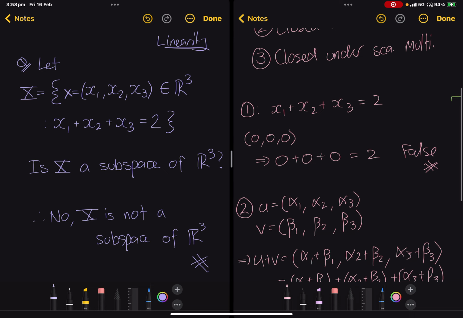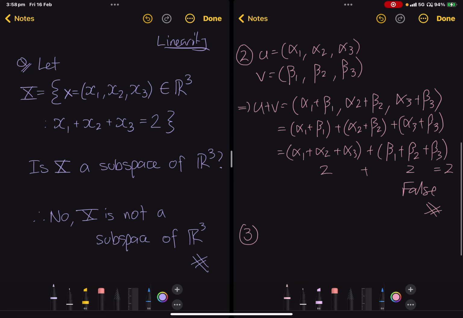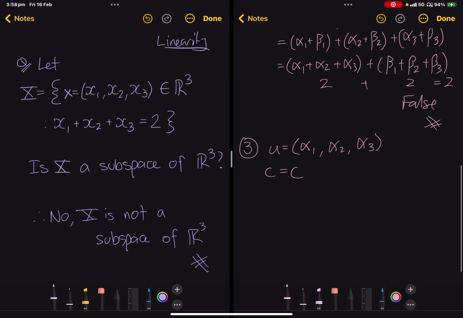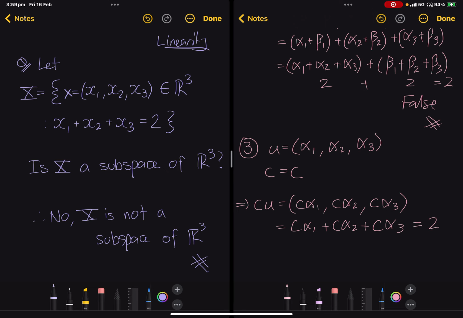So not only does it not contain a 0 vector, it fails the test for closure under addition. We can also have a look at closure under scalar multiplication. So we can say we have some vector u, which we'll call (alpha 1, alpha 2, alpha 3), and then we'll have some constant. We might call this c. So this implies that c times u is equal to (c alpha 1, c alpha 2, c alpha 3). And we need the sum of these terms to be equal to 2. That's the condition. So we get c alpha 1 + c alpha 2 + c alpha 3 has to be equal to 2.